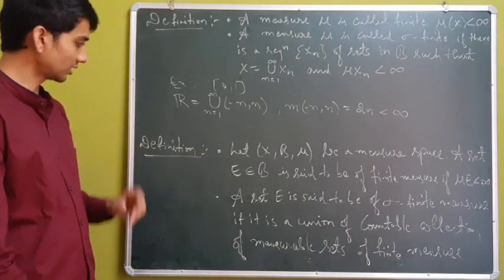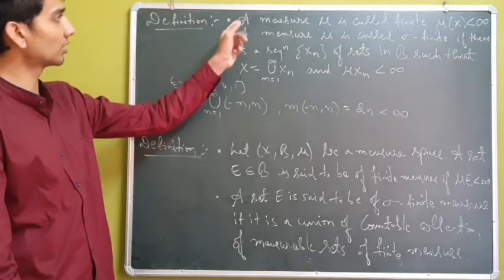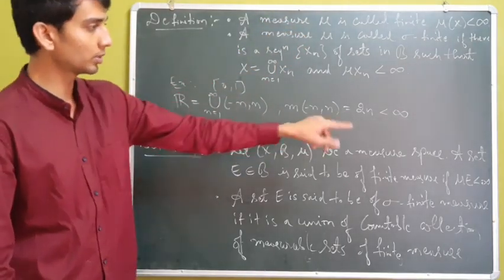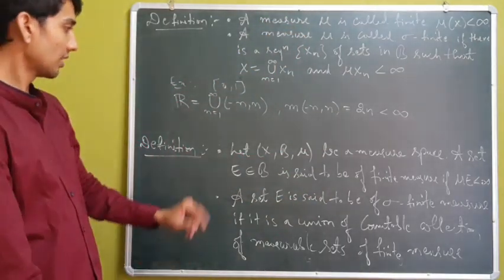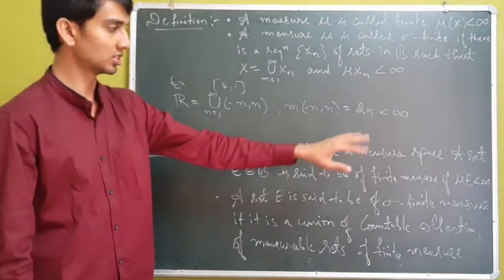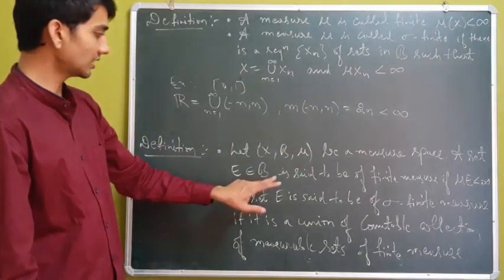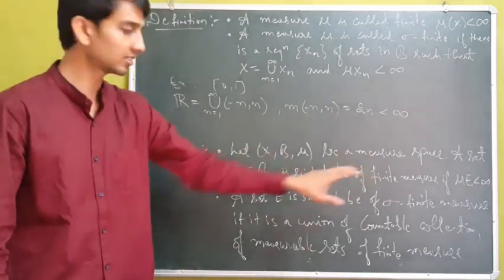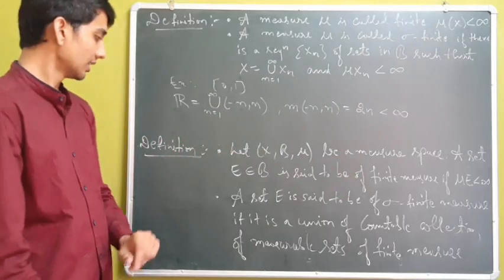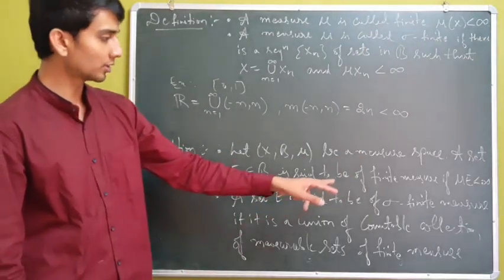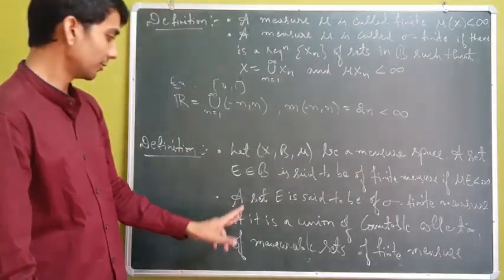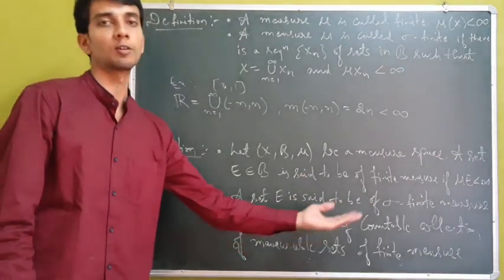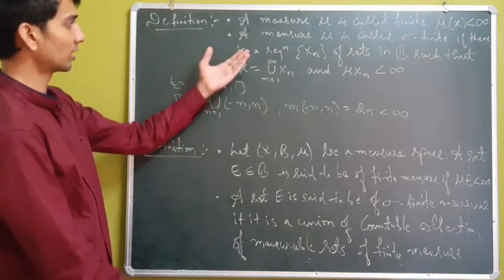So coming to the next set of definitions, as we see for a measure to be finite and sigma finite, we have for a set to be finite and sigma finite. Let (X, M, mu) be a measure space. A set E in the collection is said to be of finite measure if the measure of that set is finite, and a set E is said to be of sigma finite measure if it is a union of a countable collection of measurable sets of finite measure, same as what we saw here.